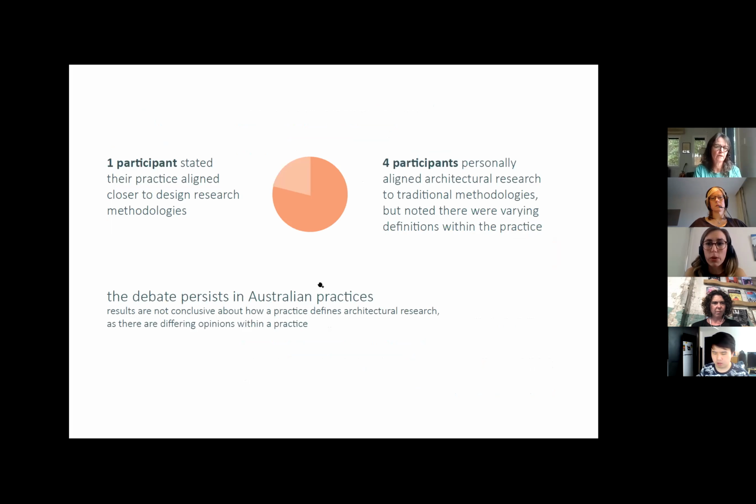And so just a very quick summary of some of the results that I achieved. Only one participant stated that their practice aligned closer to design research methodologies. The other 4 participants noted that personally they aligned with more traditional methodologies, but they noted that within their practice there were a variety of different definitions. So the conclusion was that I couldn't be conclusive about whether all large practices had a particular definition of research, and that the debate persists even within practices.